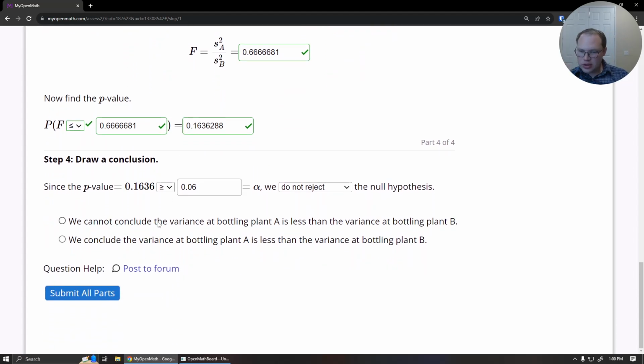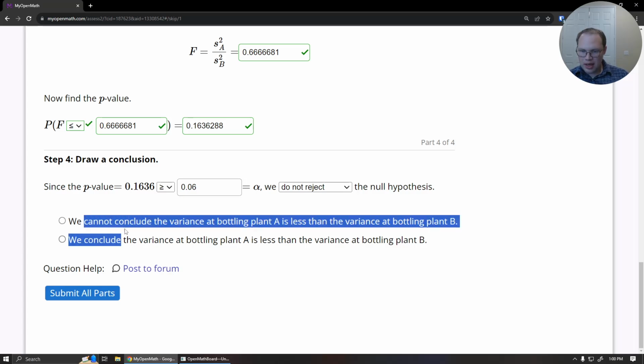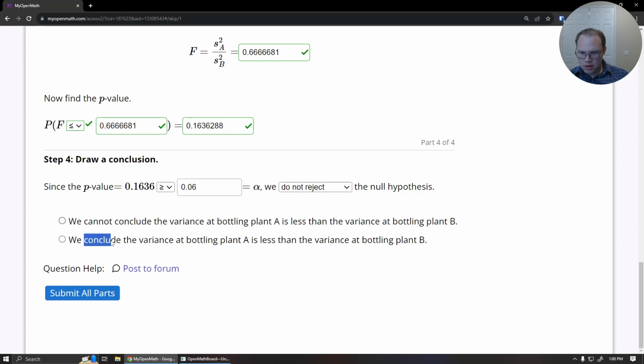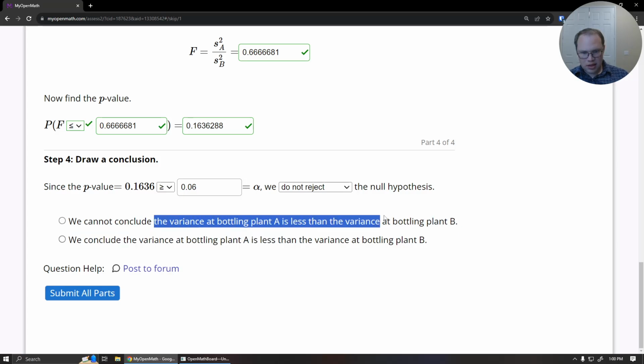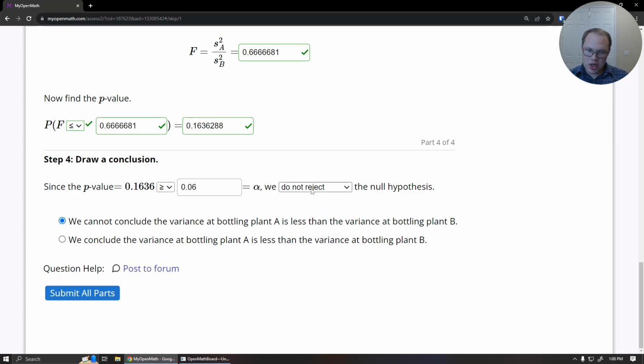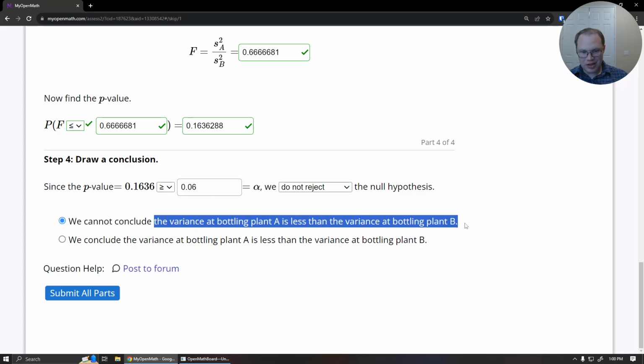And so let's interpret that conclusion in words. We are deciding whether we can or cannot conclude that the variance of bottling plant A is less than the variance of bottling plant B. That's using less than, so that's talking about the alternative hypothesis. And if we can't reject the null hypothesis, then we cannot accept the alternative. So we cannot conclude that the variance of bottling plant A is less than the variance of bottling plant B.